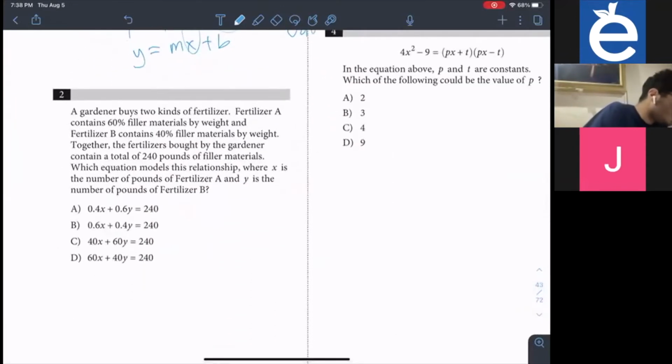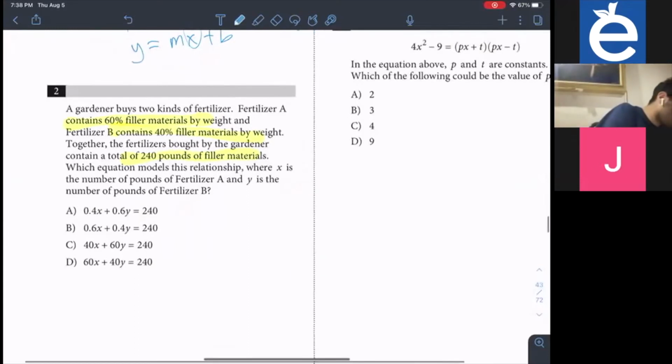Question 2. A gardener buys 2 kinds of fertilizer. Fertilizer A contains 60% filler materials by weight, and fertilizer B contains 40% filler materials by weight. Together, the fertilizers bought by the gardener contain a total of 240 pounds of filler materials. Which equation models this relationship, where X is the number of pounds of fertilizer A and Y is the number of pounds of fertilizer B?